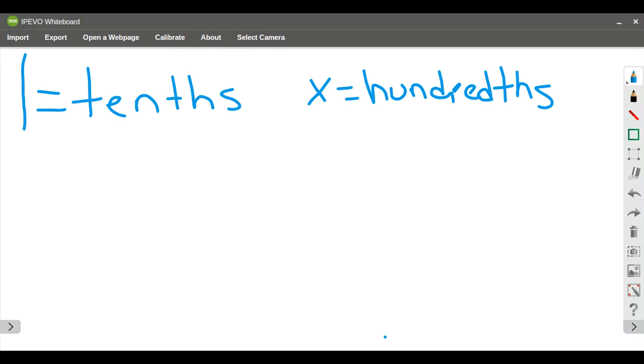Our focus for our lesson today is going to be using models to divide by a one-digit whole number. So we're going to be taking decimals and dividing them by whole numbers, and we're going to model what this looks like.